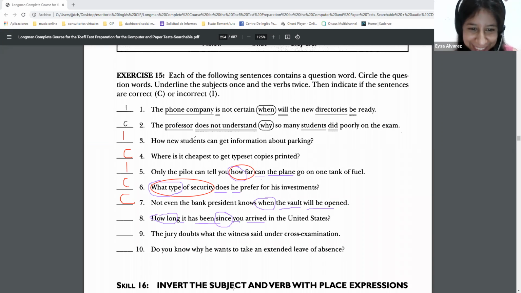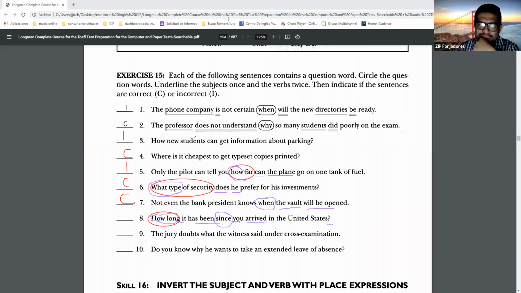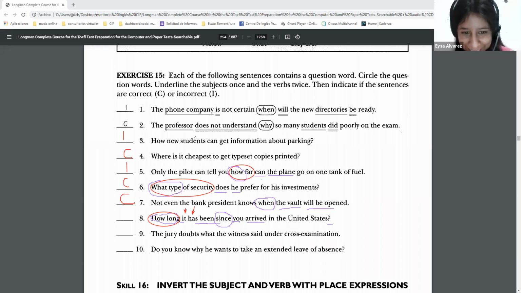The since is correct. Are you sure? Then we have since and then we have subject and verb. Yes, but the question. What shall be the question? Oh, that's right. It's a question. So this is the WH. Like you said, this is the WH. So that means that we have to invert. Yes, has to invert. Has it been? Okay, yes, that's right.